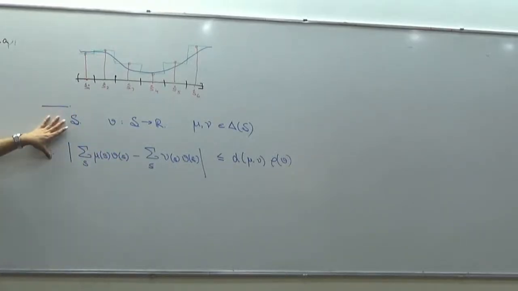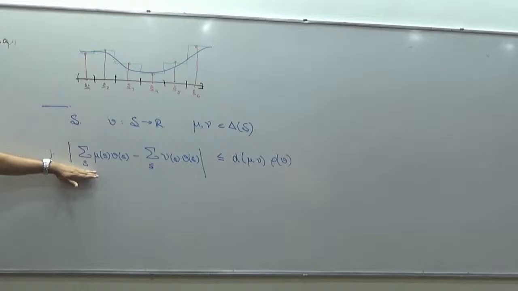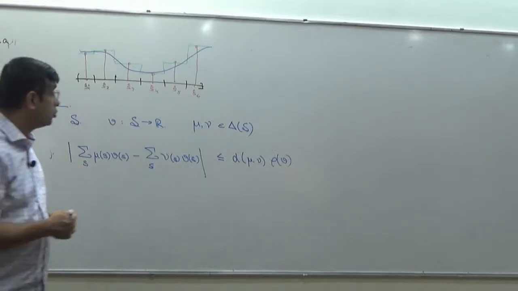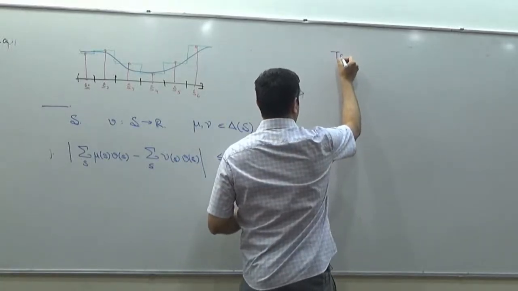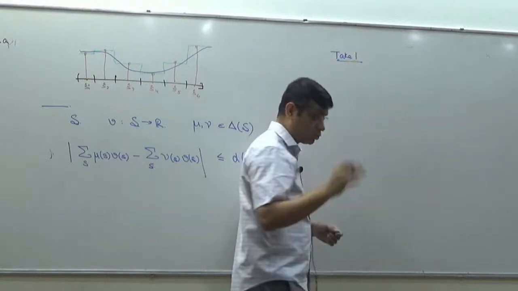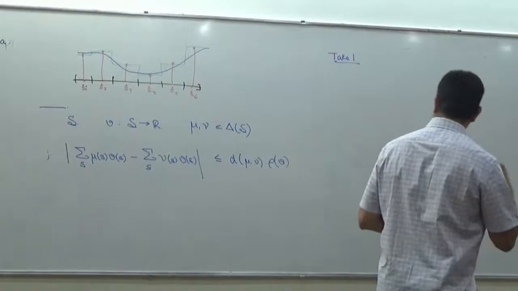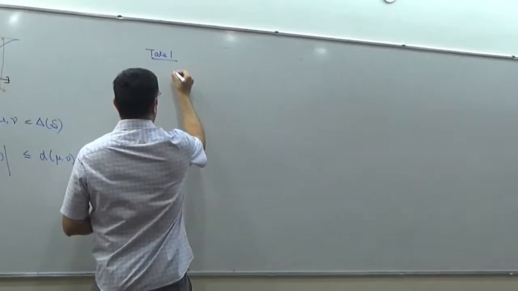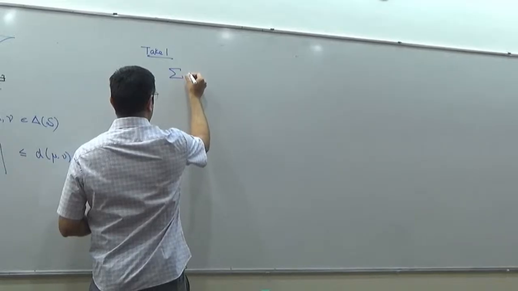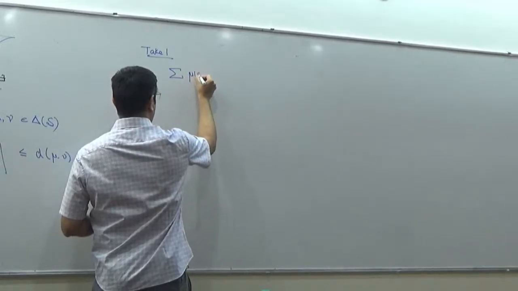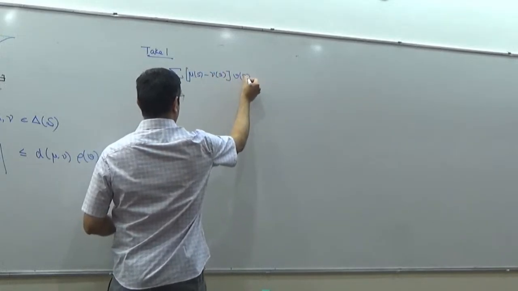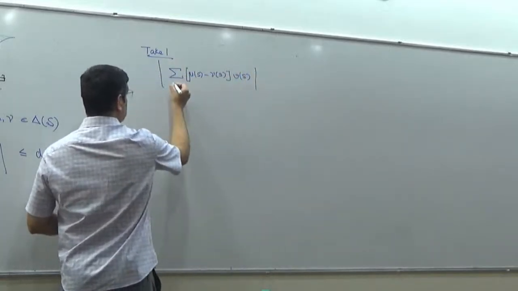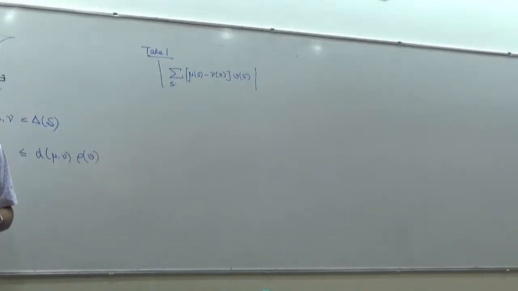So, let me do this from a very, very simple way. I have something like this. Let me do the following. I am going to say, so this is take 1. This is not how we do things, but I want to develop intuition. So, I am giving a solution which is the simplest, not the most accurate. What I am interested in is the summation of mu of s minus nu of s multiplied by v of s, absolute value, summed over s. This is the difference of expectations. Okay.